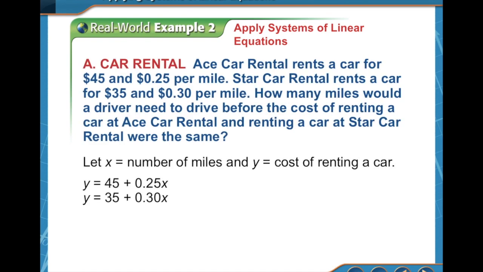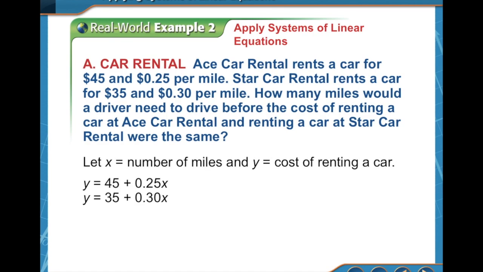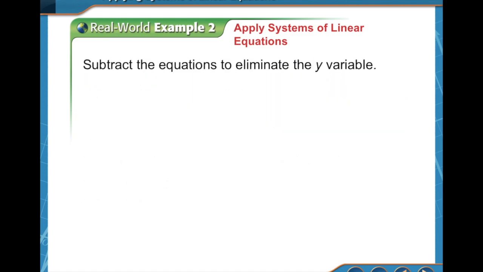So we have the equations. We're going to work with those as we get going on this problem. Just make sure you have y equals 45 plus a quarter x, and y equals 35 plus 30 cents x. Good. All right. So we want to subtract the equations to eliminate the y variable. If you're just looking at these two equations and you want to think, how can I solve it? One way you could do it would be to subtract the equations. In other words, eliminate y.